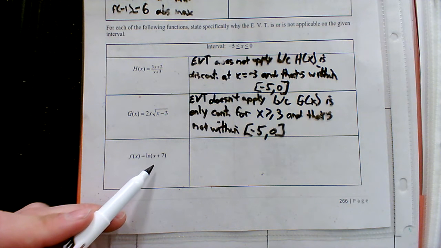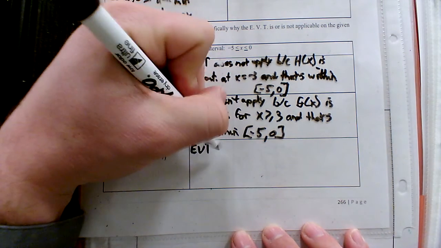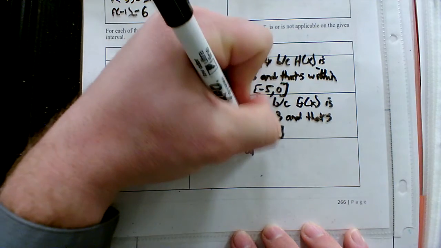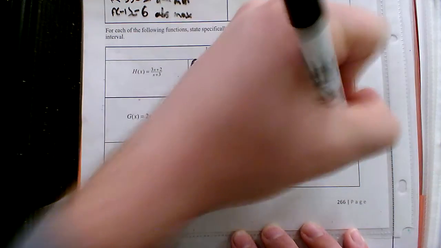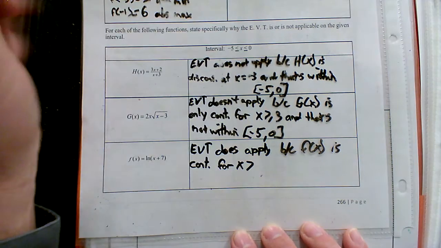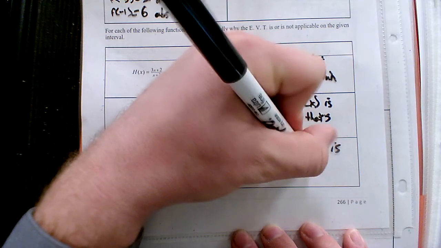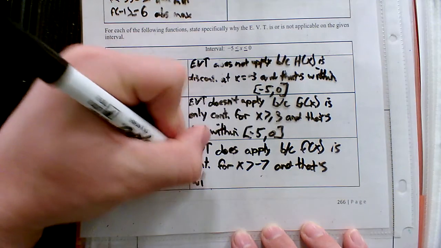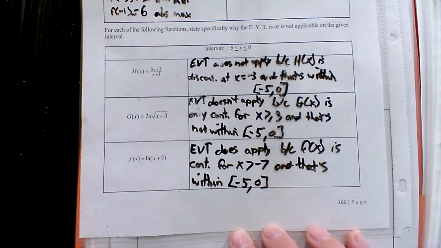What value would make this discontinuous? -7. So we're going to say EVT does apply because f of x is continuous for x values greater than, not greater than or equal to, just for x values greater than -7, and that's within -5 to 0. So it does work.